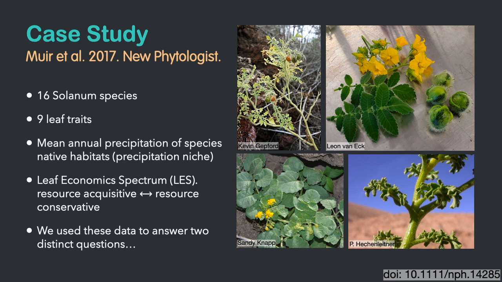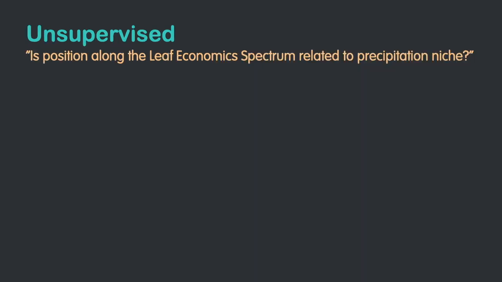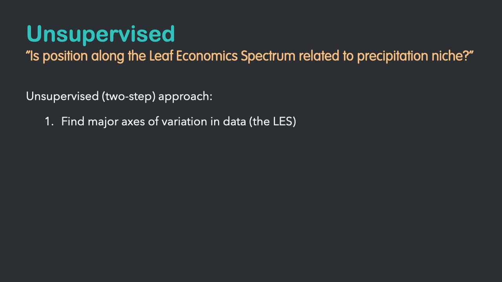So we used these data, which are published on Data Dryad, to answer 2 distinct questions. First, is the position along the leaf economic spectrum related to precipitation niche? And we call this an unsupervised question because it requires an unsupervised approach, a 2-step approach. First, we find major axes of variation in the data, the leaf economic spectrum, hopefully. And then second, we use those axes as new predictor variables in some statistical test.